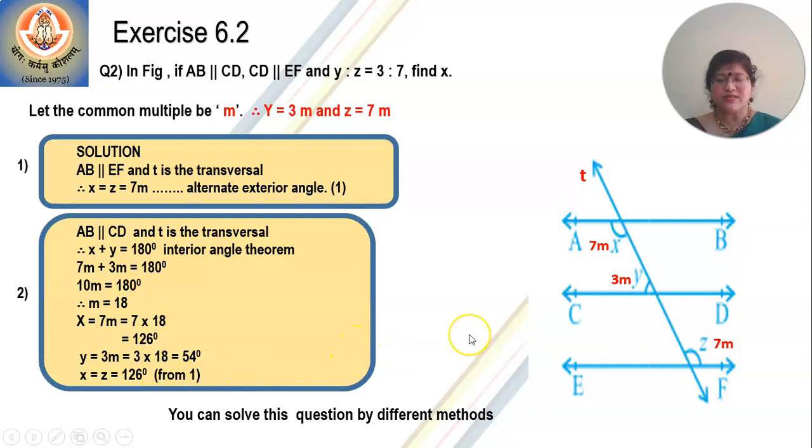You can solve this question by different methods. Feel free to choose any method. You can also check whether your answer is correct. You got 54 as Y and Z you got as 126. Check the ratio, it will give you 3:7, the same as what is given in the question.